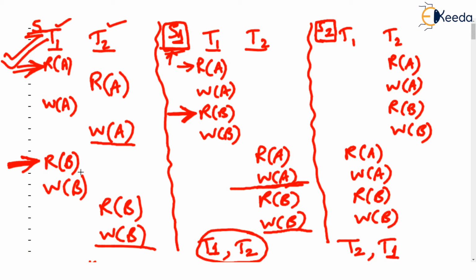Okay, where is another read? Here is read B, correct? Read B. And is there any write B before it in T2, in the other transaction? No. So this is not an updated read, isn't it? This is an initial read, we should say. Okay. Now, where is another read?